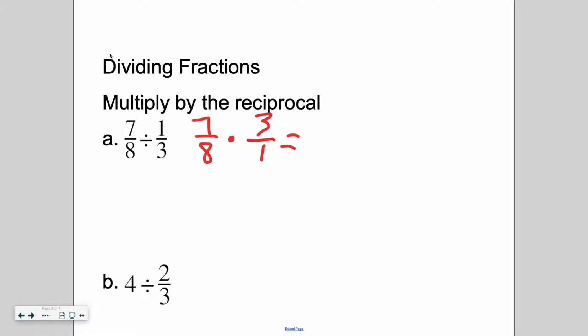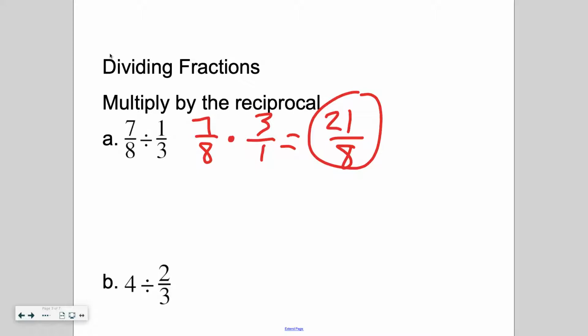Okay? So all we did was flip the second one, and when you flip that second one, that division becomes a multiplication sign now. So 7 times 3 is 21. 8 times 1 is 8. If you can reduce it, reduce it. 21 and 8 don't have anything in common. So that's it. Any questions? Okay, it's always the second one you flip, not the first one. Although it doesn't really matter, because it's going to be the same thing.